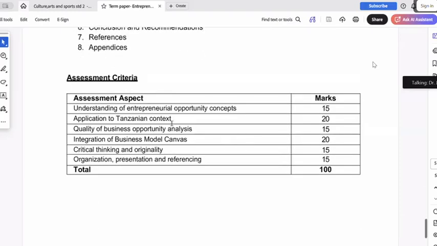And the assessment criteria is as follows: understanding of the entrepreneurial opportunity concept will carry 15%. Application to the Tanzanian context will have 20%. The quality of the business opportunity analysis, how you analyzed the business opportunity, will have 15%. Integration of the business model canvas within your work will have 20%. Critical thinking or originality of your work will have 15%. Organization, presentation and references will also have 15%.